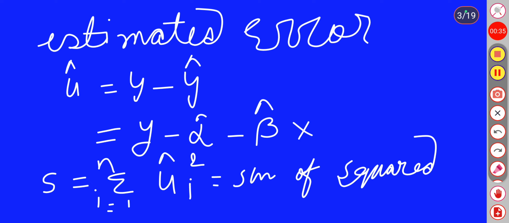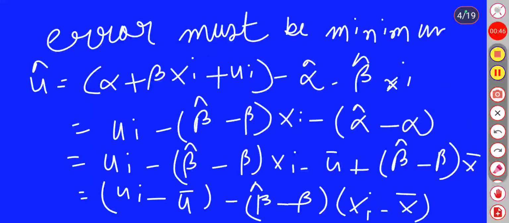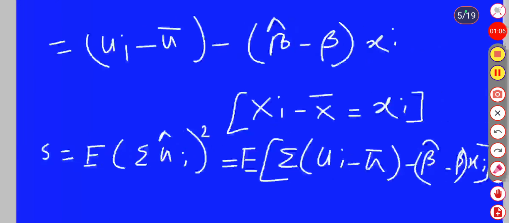S is equal to the sum from i equal to 1 to n of u hat i square. The error term must be minimum, so we can write u hat is equal to alpha plus beta xi plus ui minus alpha hat minus beta hat xi. If we manipulate and rearrange this equation, we get ui minus u bar minus (beta hat minus beta) into (xi minus x bar).